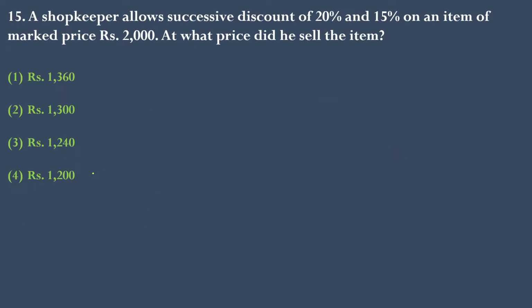Right. Next, see the question here. A shopkeeper allows successive discounts of 20% and 15% on an item of marked price 2000. So at what price did he sell the item? So they have given the successive discounts 20% and 15%.